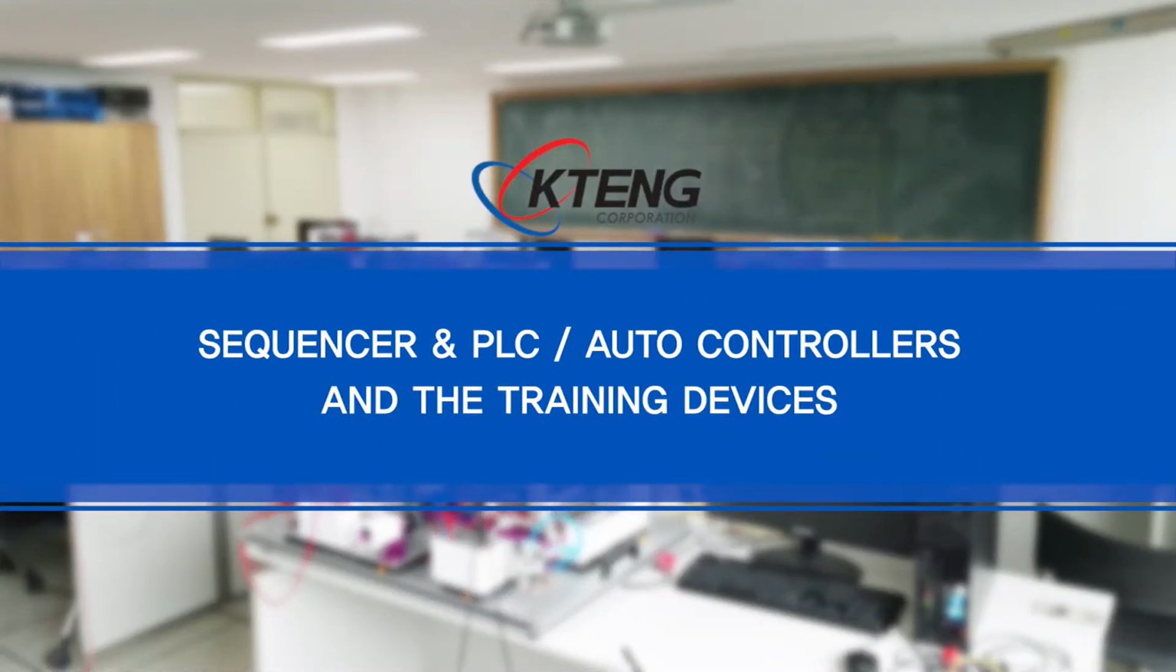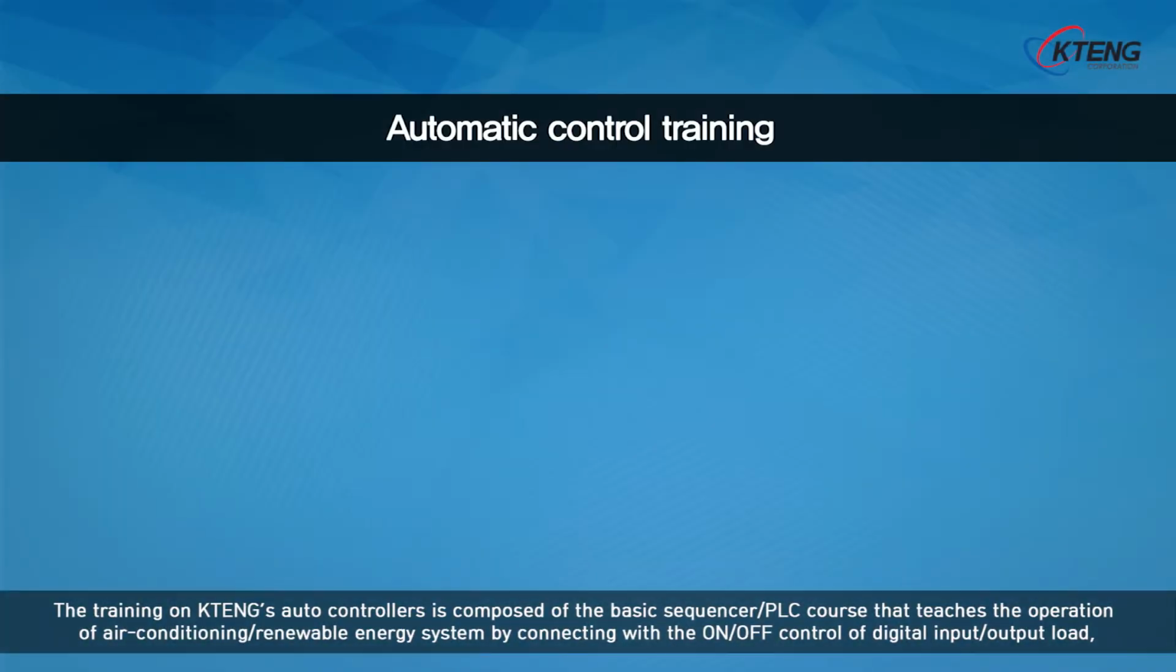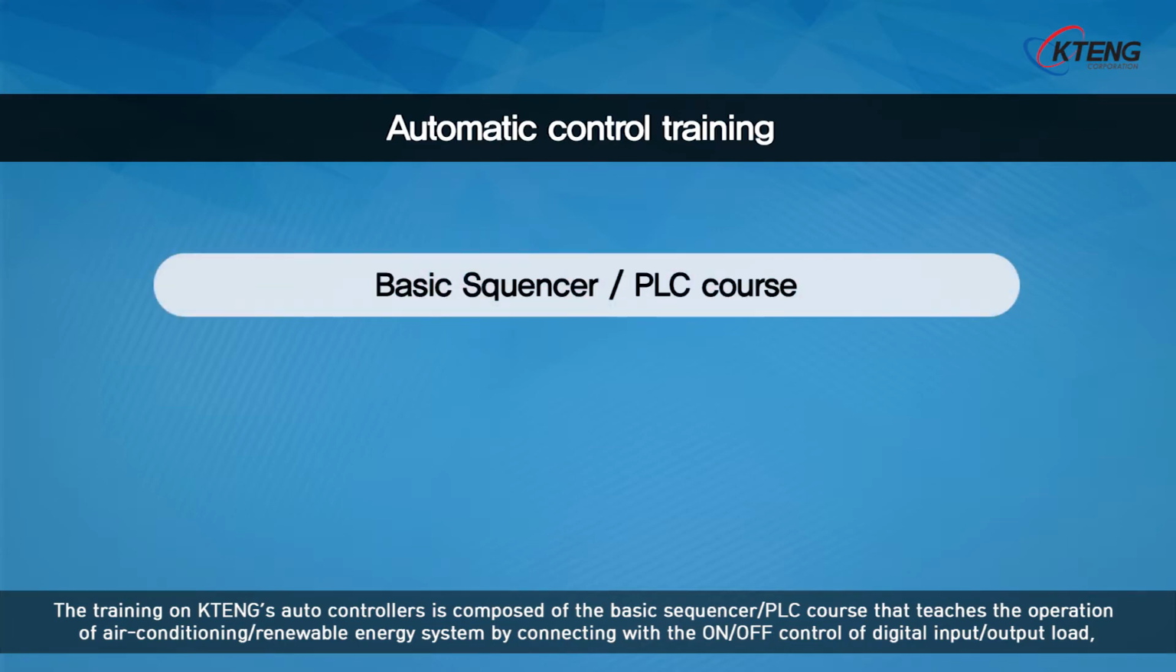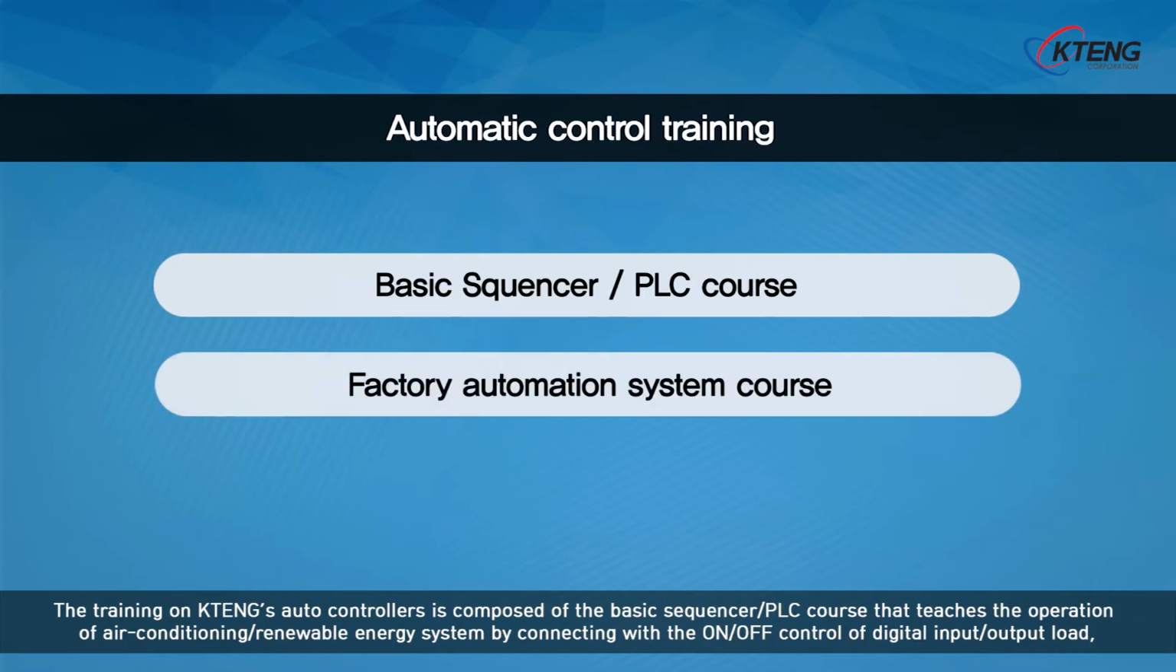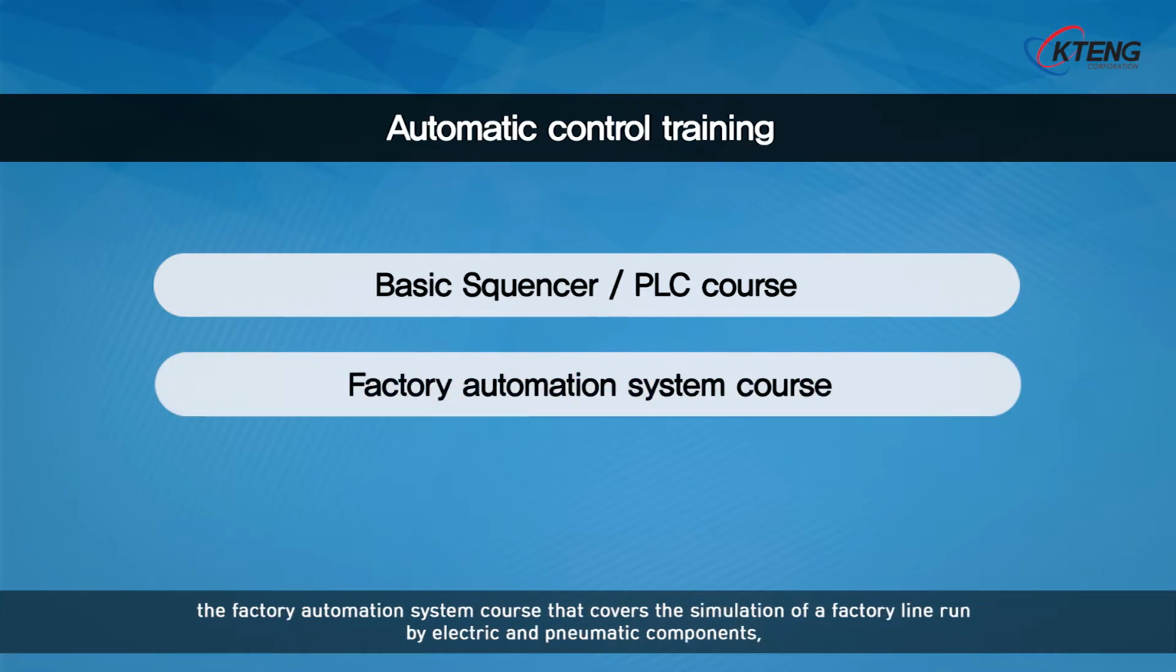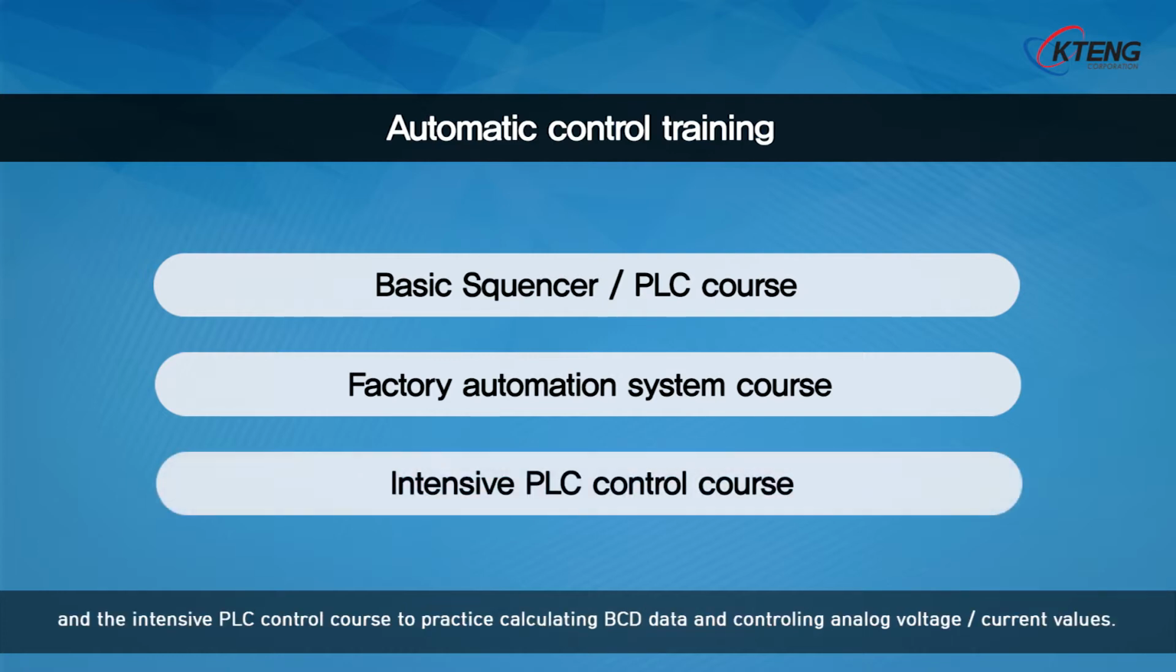This introduction covers the training on sequencer and PLC, autocontrollers, and the training devices. The training on KTENG's autocontrollers is composed of the basic sequencer PLC course that teaches the operation of air conditioning renewable energy system by connecting with the on-off control of digital input-output load, the factory automation system course that covers the simulation of a factory line run by electric and pneumatic components, and the intensive PLC control course to practice calculating BCD data and controlling analog voltage current values.